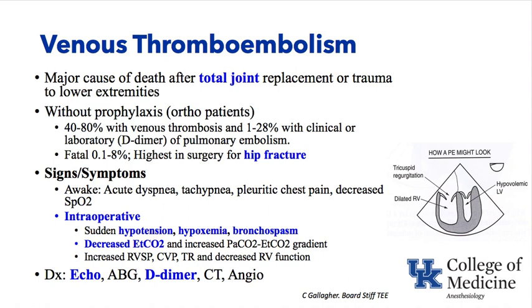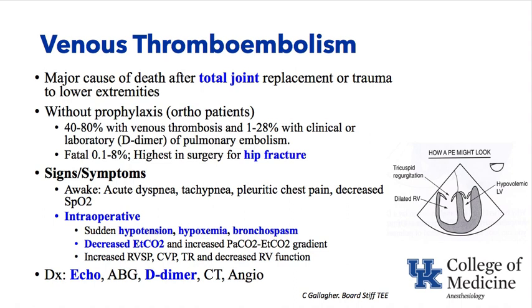pain, their saturation drops. Intraoperatively, hypotension, hypoxemia, and bronchospasm, along with decreased end-tidal CO2, are some of the things that can be seen. That decreased end-tidal CO2 from like 35 or 40 suddenly down into the teens, and with a large PaCO2 to end-tidal CO2 gradient is frequent. That is, you draw a blood gas and the CO2 might be 60, while the end-tidal CO2 is like 20.